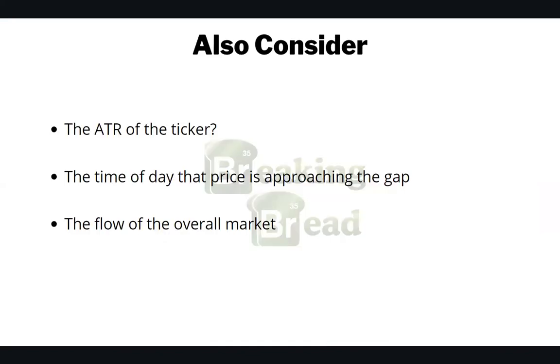Some things that you should also consider is the ATR of the ticker. So let's say you have a gap that's $5 in range. ATR on the ticker is $1. It's a high probability that that ticker is going to get exhausted within that gap. So you want to keep that in mind.